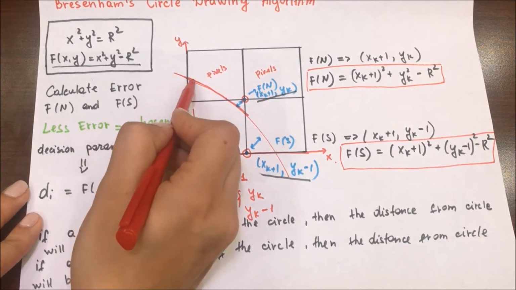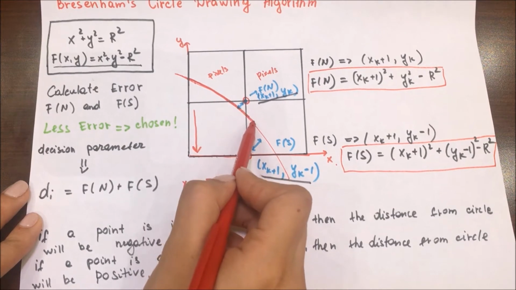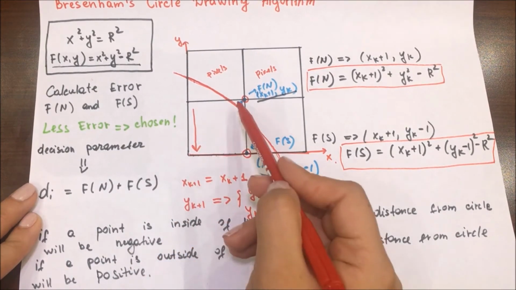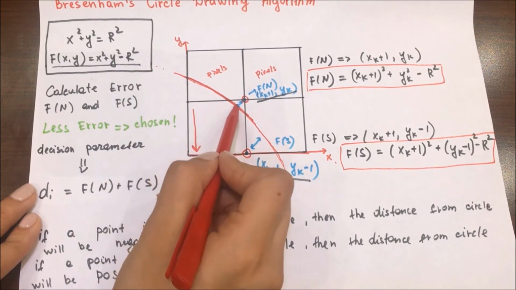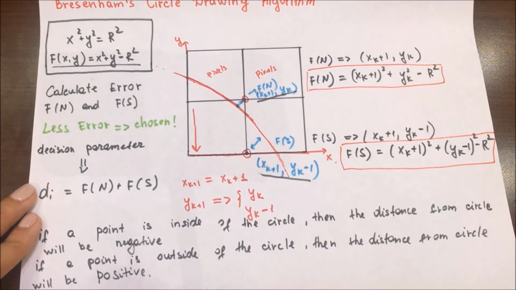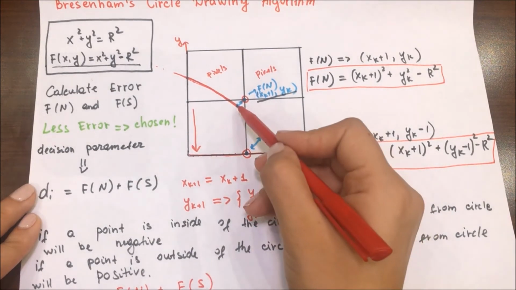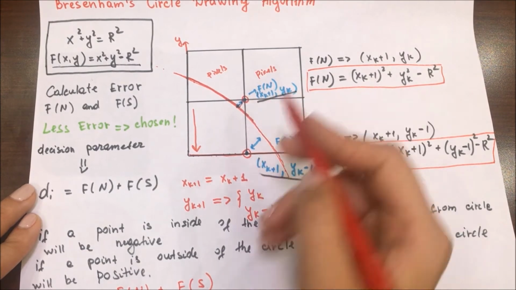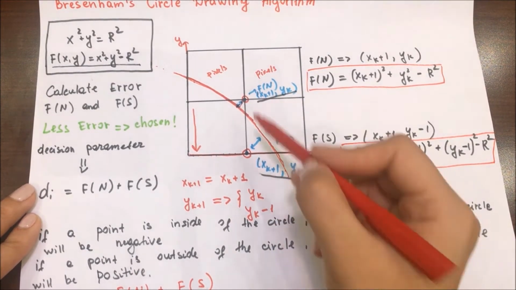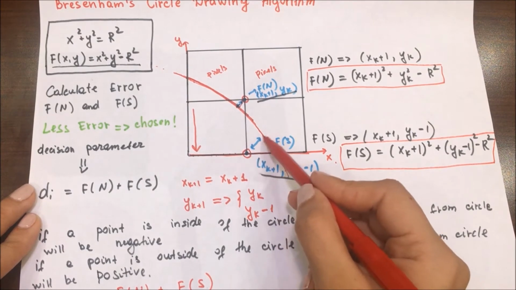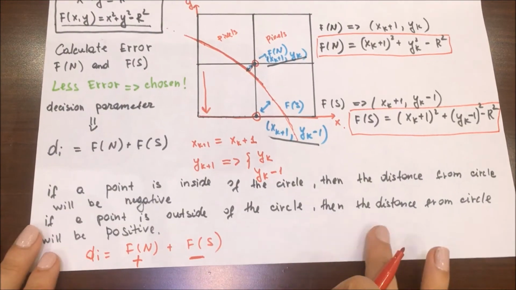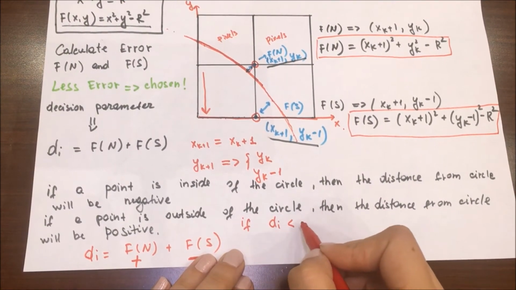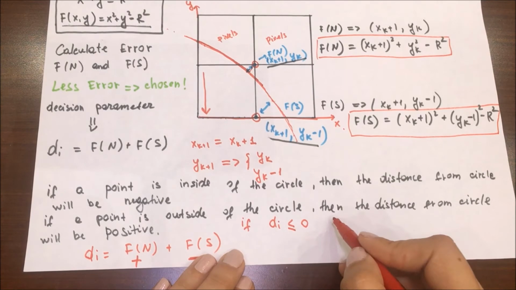As we know, f of n is the distance from the circle to the outside point, so f of n will always be positive. On the other hand, f of s demonstrates the distance from the inside point to the circle. It means f of s will always be negative. After calculating the decision parameter, we will see our conditions.